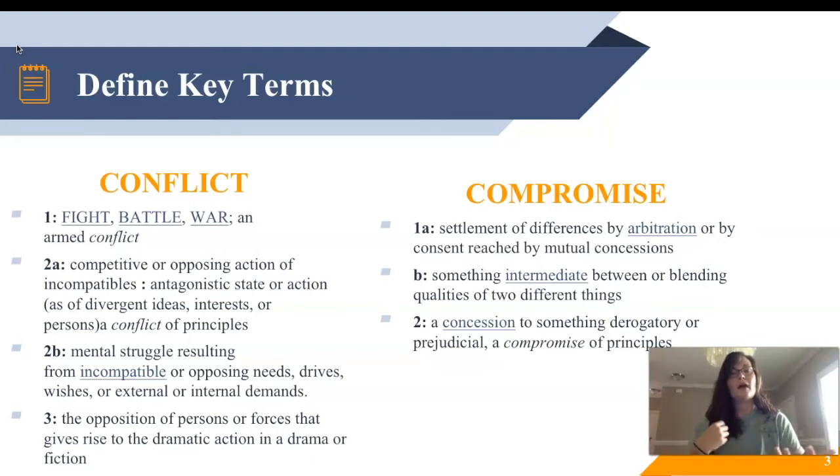So as you think about conflict and as you think about compromise, again, I want you to think about both of these terms. I want you to look at the multiple definitions that are provided. We're going to be looking at two different videos, one for conflict and one for compromise. And then at the very end, your expectation for this week is going to be to write a discussion board about your understanding of conflict and compromise.